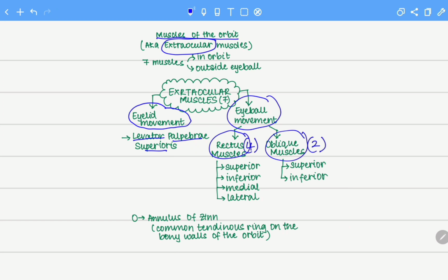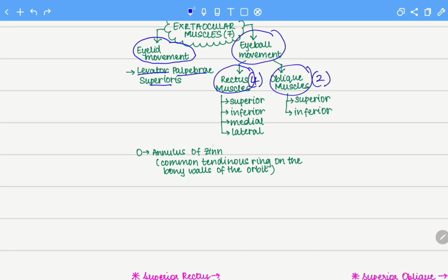The 4 rectus muscles surround the eyeball on the superior, inferior, medial and lateral side, while the 2 oblique muscles are present superiorly and inferiorly. We have another point, which is the annulus of Zinn. The annulus of Zinn is a common tendinous ring that is present on the bony walls of the orbit. It's present close to the apex of the orbit. So let's start with the extraocular muscles.